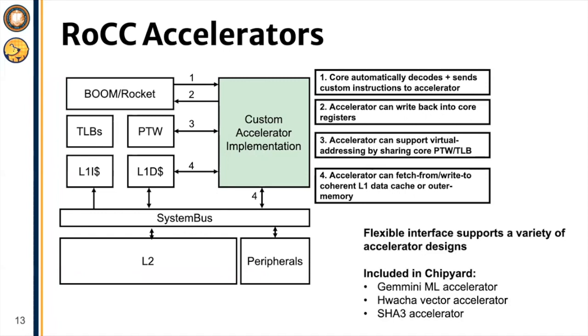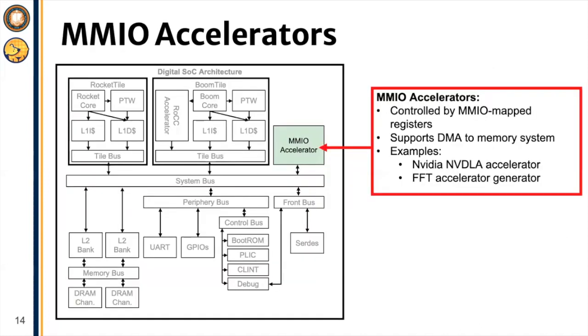In Chipyard, we have the Gemmini machine learning accelerator, which we'll play with a little bit later today, that is built using the RoCC interface. We also have some older vector accelerators and example SHA-3 accelerators that implement the RoCC interface as well.